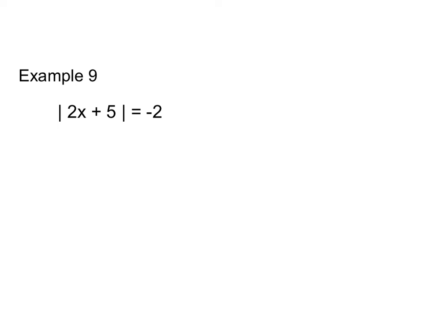All right, let's look at example number 9. On example number 9, we look and ask, is the absolute value isolated by itself? Yes, it is. And now we want to judge this negative 2. If it's a negative 2, the answer is no solution.